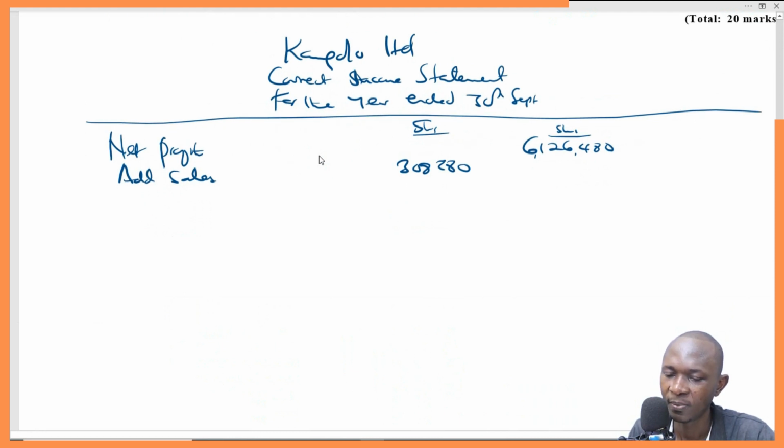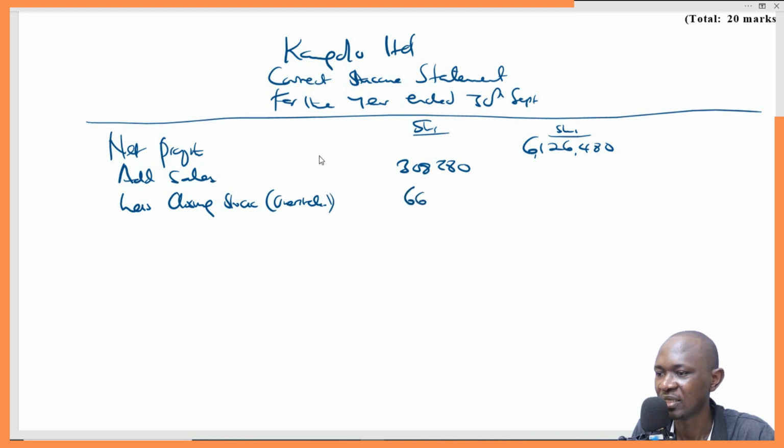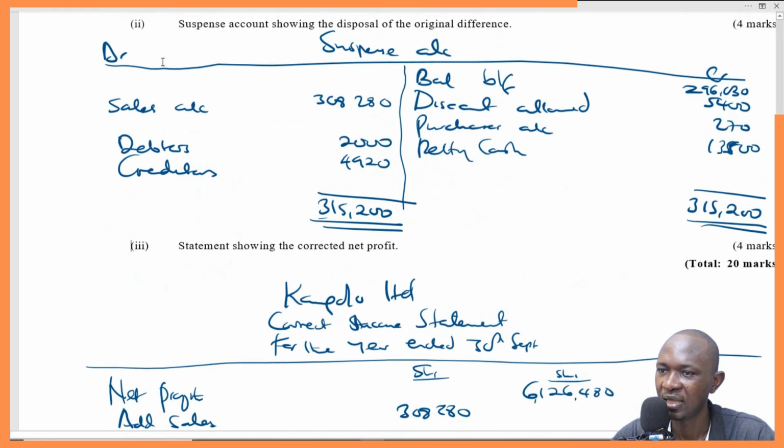So we are supposed to less the 66,000. Now here we say less the overstated closing stock, which is 66,000. So we are going to less that one. And then now let's look at the other one.